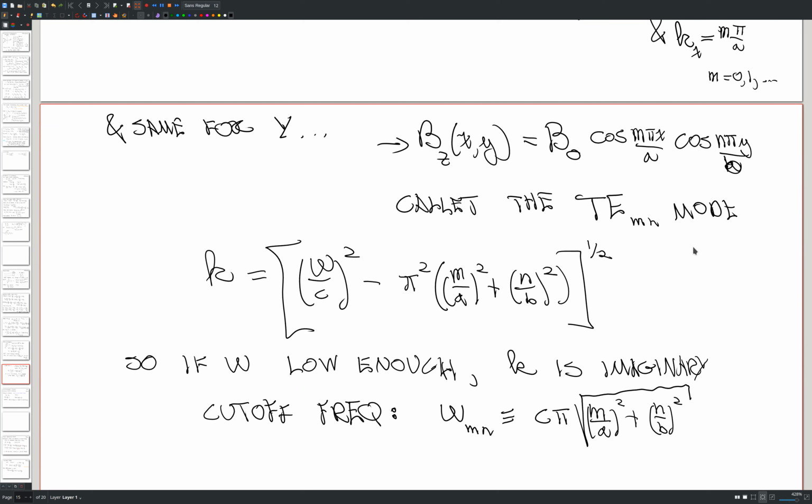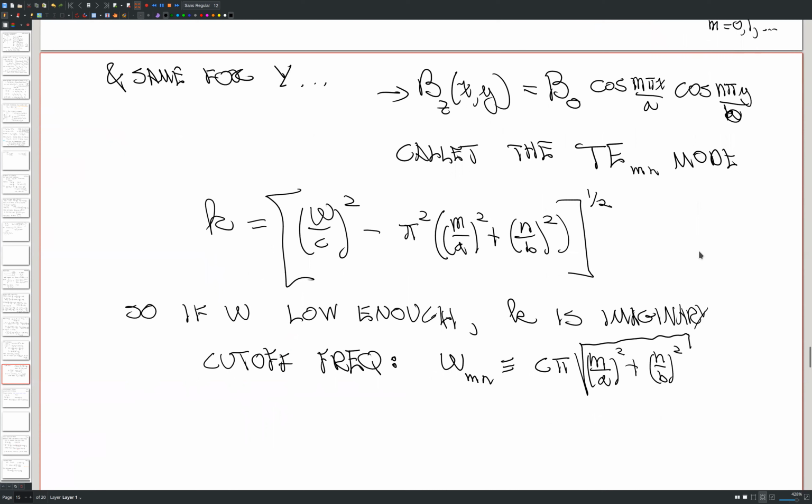In free space, you can have any omega. It just sets a very low k if omega is very low. But in a waveguide, you need the frequency of the wave to be higher than a kind of critical frequency of your waveguide. And this critical frequency is the cutoff frequency that you have in there.